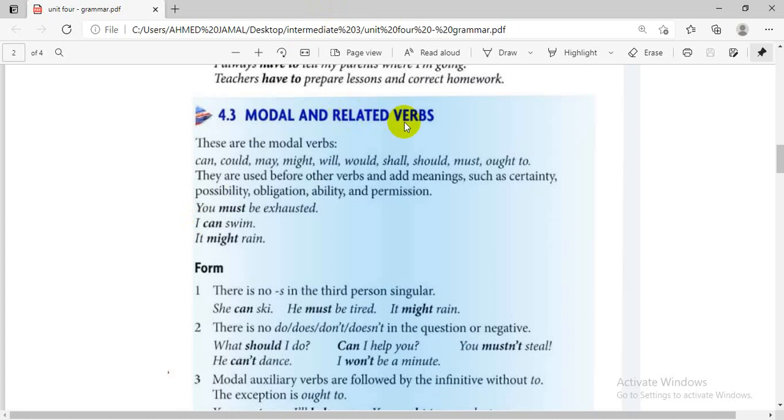These are called modal and related verbs. These are the modal verbs: can, could, may, might, will, would, shall, should, must, ought to. They are used before other verbs and add meanings, such as certainty, possibility, obligation, ability, and permission to do something. You must be exhausted. I can swim. It may rain.